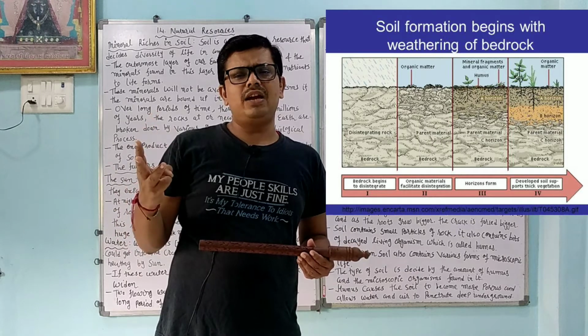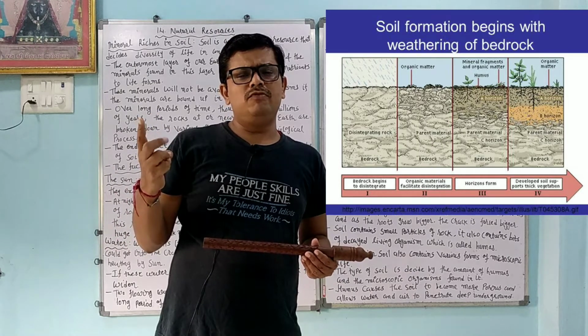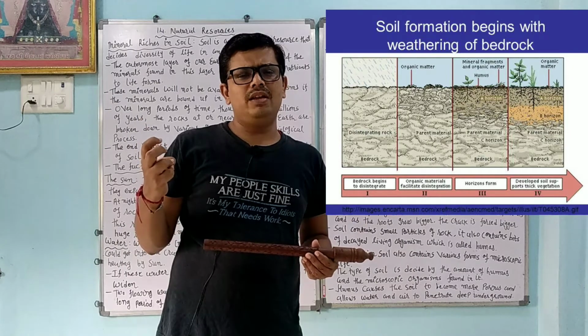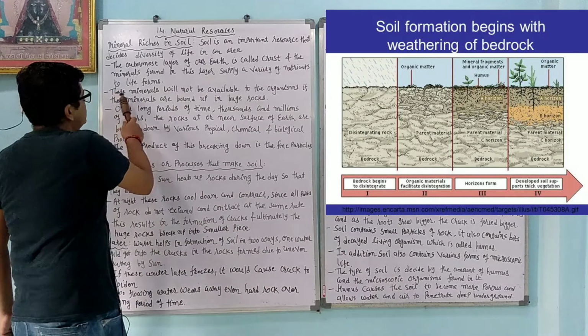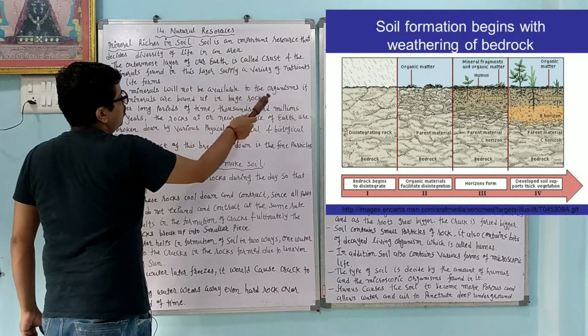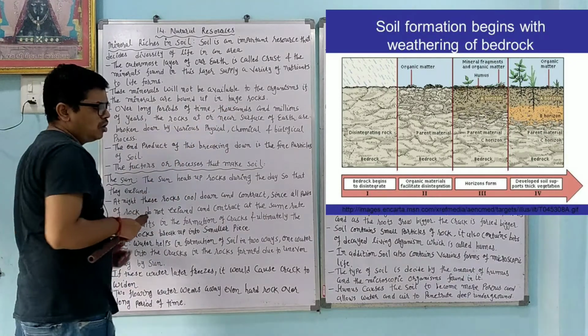Okay, mainly three types of elements are very important. One is nitrogen, phosphorus and potassium. In short, they are called NPK. These minerals will not be available to the organism if the minerals are bound up in the huge rocks.